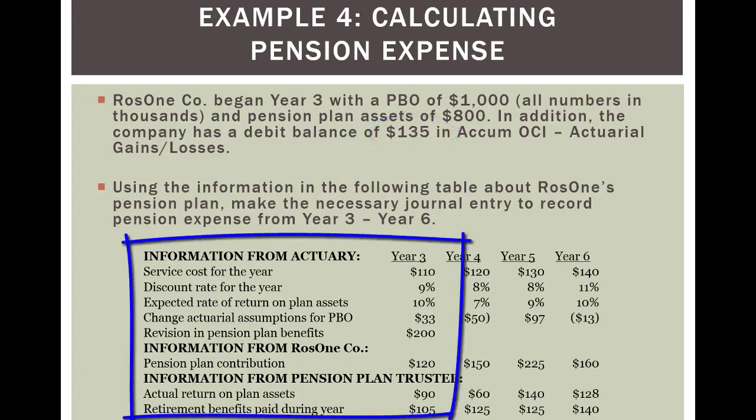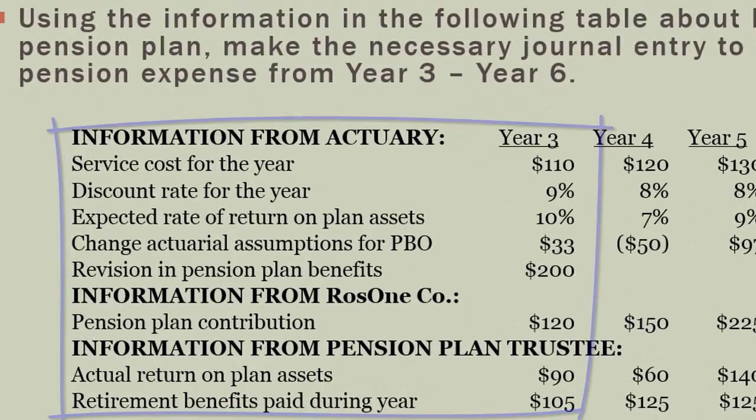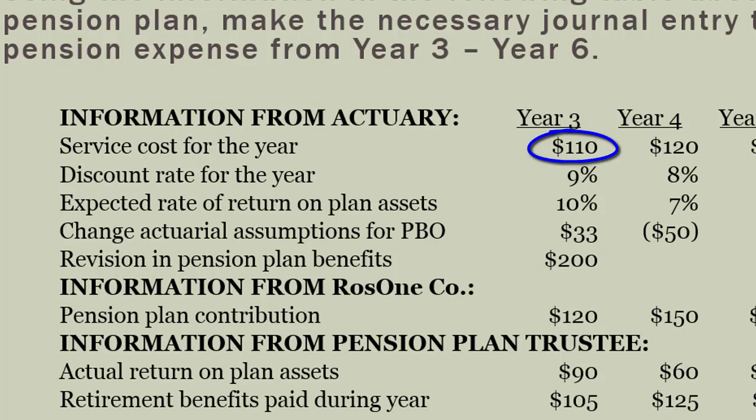And here's the rest of our information about year 3. So there's 110 in service cost. There's our discount rate that we'll use to get our interest effect and unwinding of the discount. We've got 10% as our expected rate of return. Our actuary has changed some assumptions. Our PBO is growing. That's what that means, is a positive number. If a PBO grows, that's a credit, so we'll have to put that in as a credit. And then there's that $200,000 revision because of the changing contract that was part of example 2.